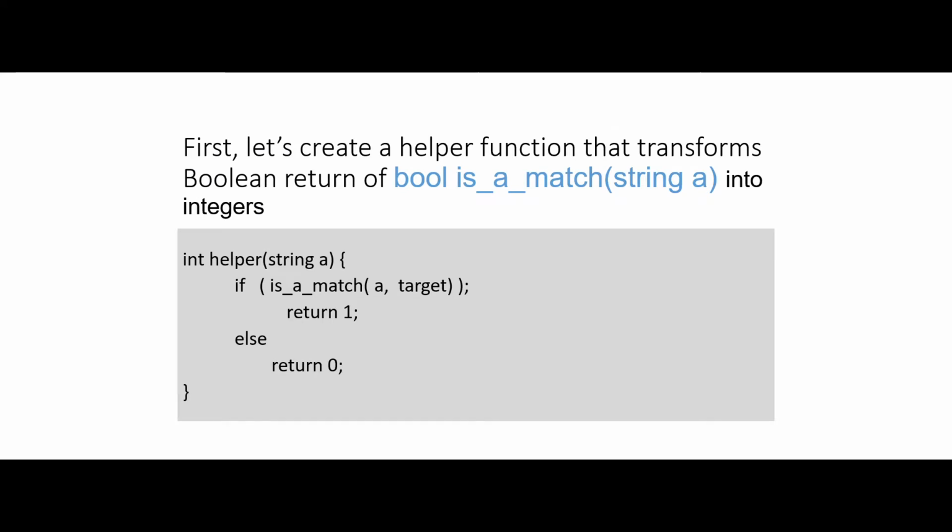To begin with, since we need to count all the matches that we are able to locate in the linked list, the first thing we need to do is find a way to transform the Boolean return of the helper function into integers. Since we can't count Booleans, we're going to need ones to represent true for a match and zeros to represent false for not a match.